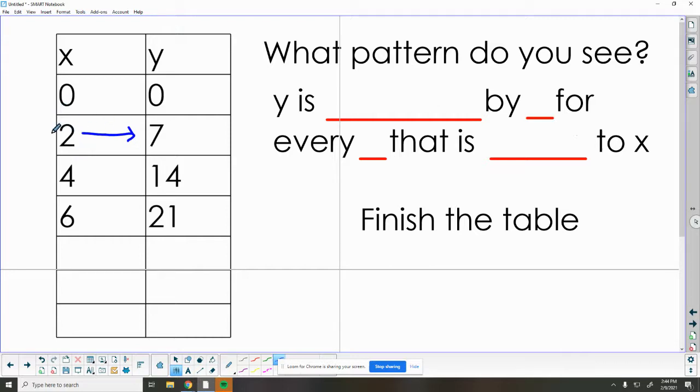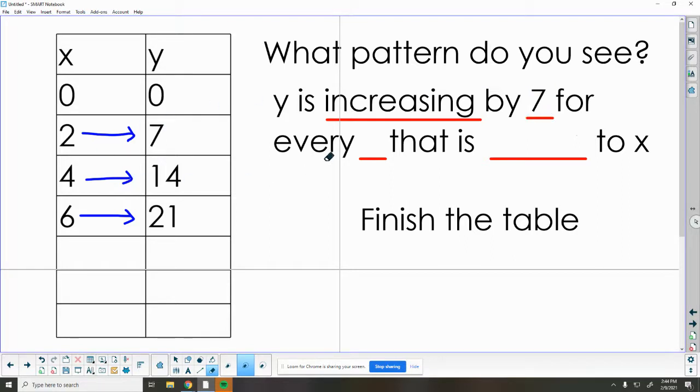Is there a nice way to get from 2 to 7? There's not really. So we can't multiply these and just come up with a nice answer like we could on the previous question. So Y is increasing. So it's growing, right? Y is bigger than X. So how much did it grow by? So Y grew by 7 every time that X grew by 2. So Y grew by 7 for every 2 that was added on to X.